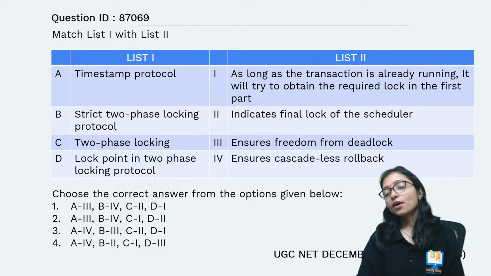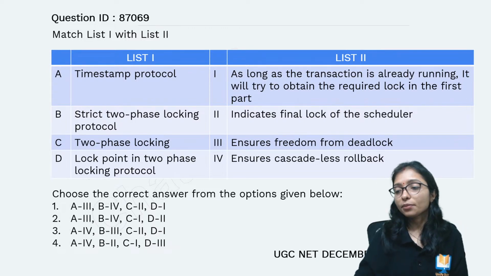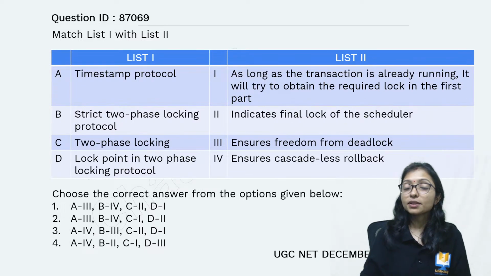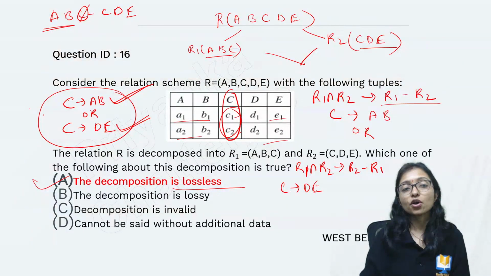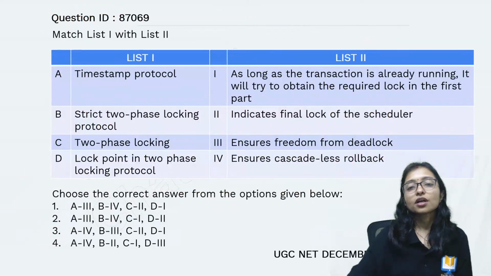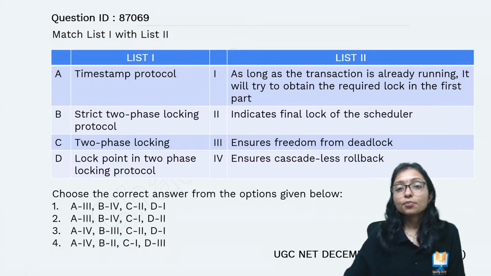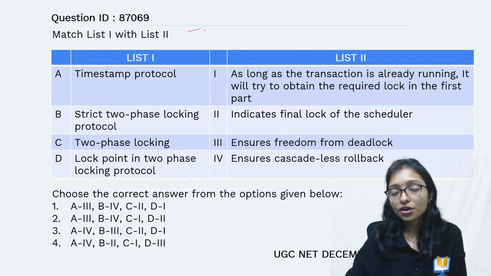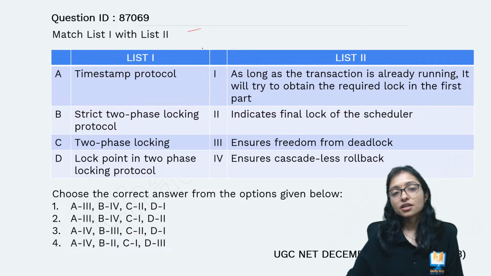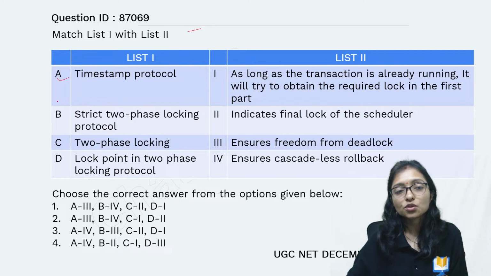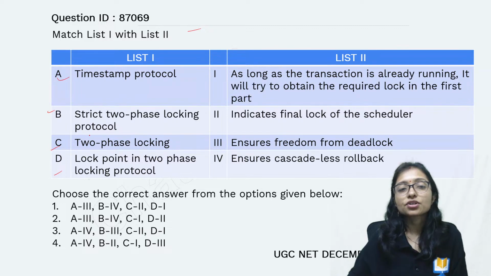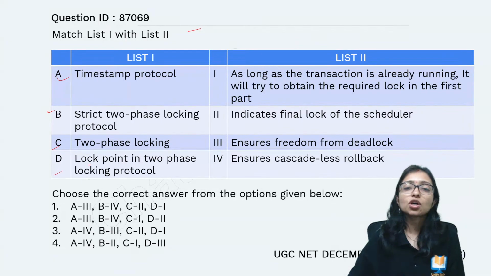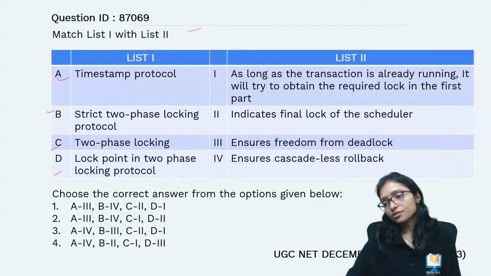Now another important one: by taking the table you have to check the dependency. Dependency is there or not, that is what you have to check. Next important chapter is transaction and concurrency. As I told, in transaction and concurrency, these protocols are very important: timestamp, strict two-phase locking, two-phase locking, and this is asking about the theories.